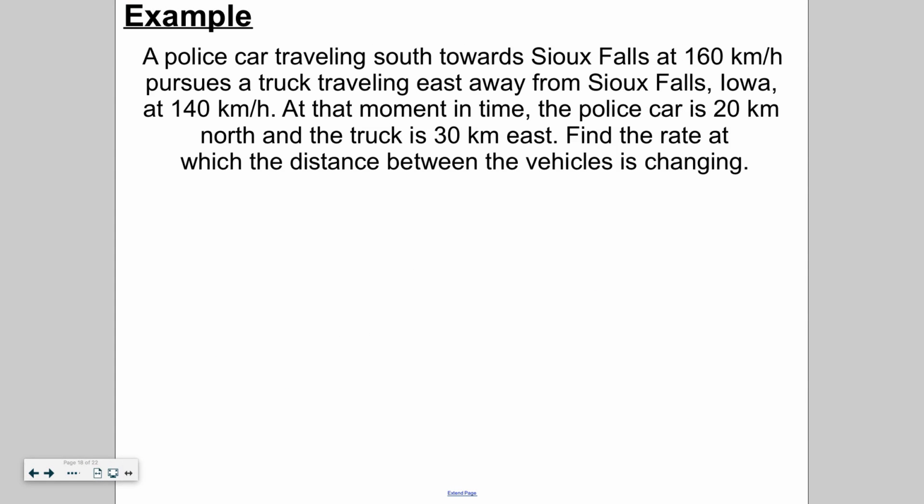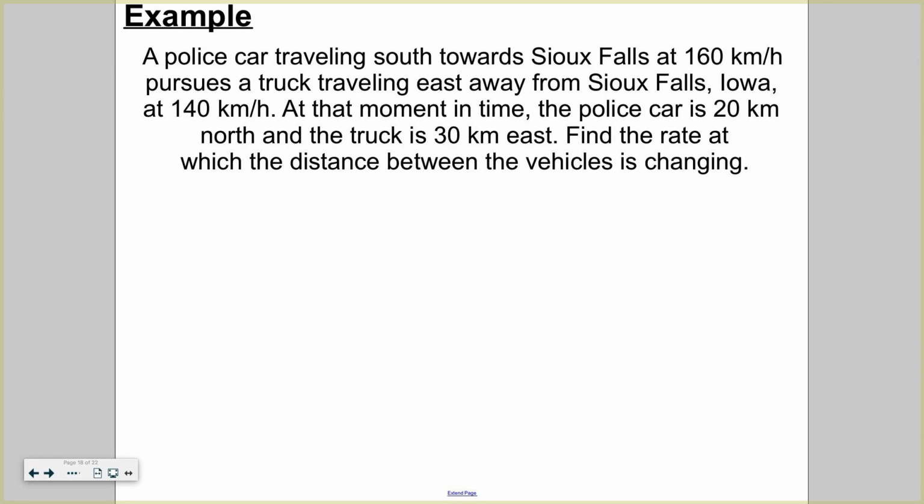Alright, so next up we have another example here, and this is also involving distance. A police car traveling south towards Sussex Falls at 160 kilometers per hour pursues a truck traveling east away from Sussex Falls, Iowa, at 140 kilometers per hour. At that moment in time, the police car is 20 kilometers north, and the truck is 30 kilometers east. Find the rate at which the distance between the two vehicles is changing.